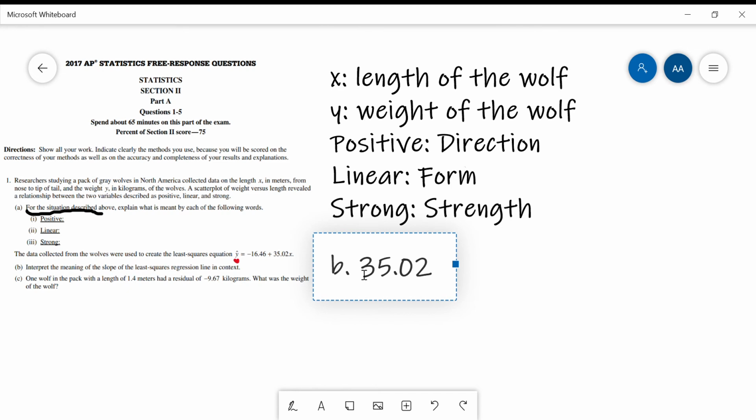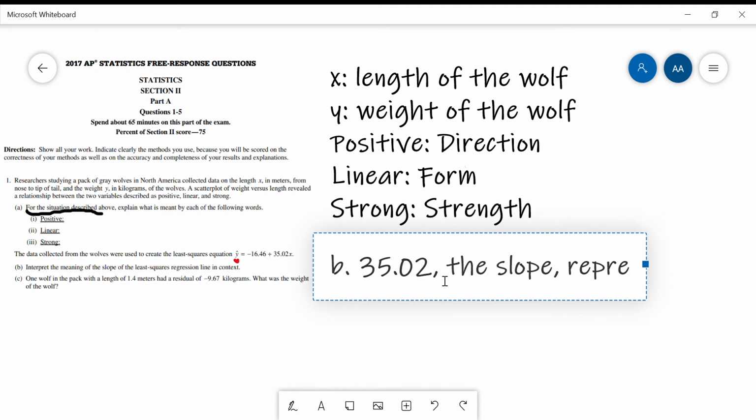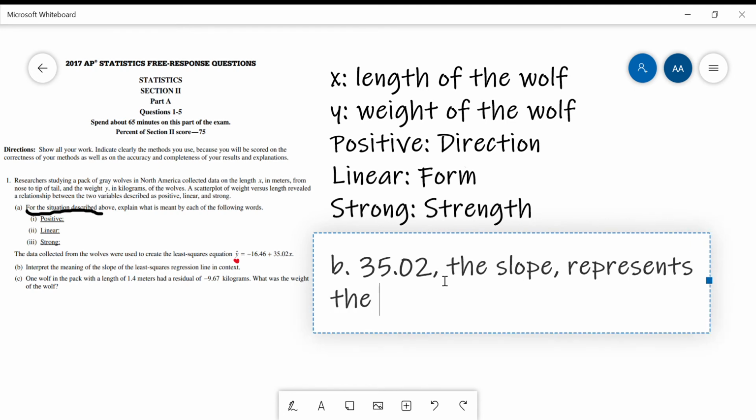I don't know how else to describe it. It's kind of obvious there. So 35.02 is the slope in this case. It says to interpret the meaning of the slope, so just writing down the slope doesn't help. But 35.02, the slope, represents the... take a moment, try to find out what it represents.